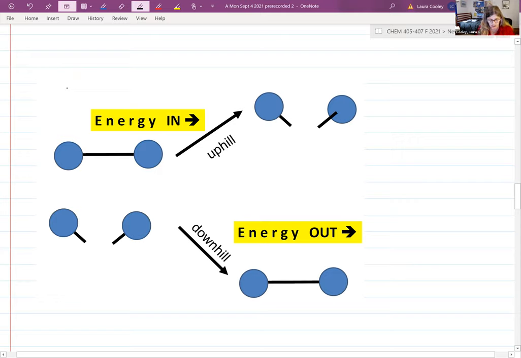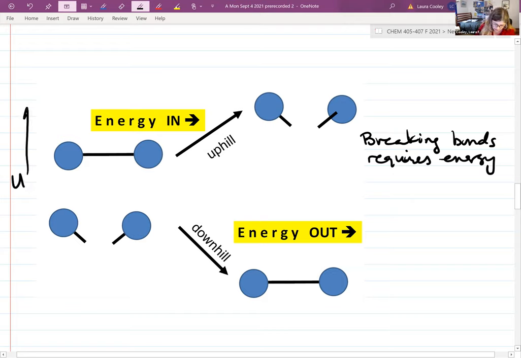So what this shows in a very cartoonish way, and something I've mentioned before, is that breaking bonds requires energy. You can see here, if I have internal energy on this axis, that when you have two atoms bonded together, that has a lower energy. It's an uphill process to break them up into two separate atoms. You have to put energy in to do that. And of course, the inverse of that is that forming bonds releases, in general, energy.